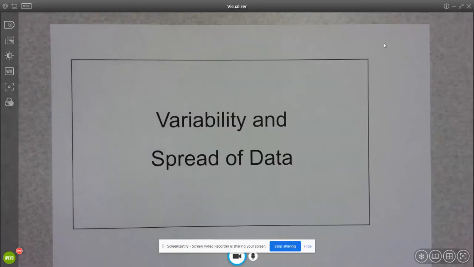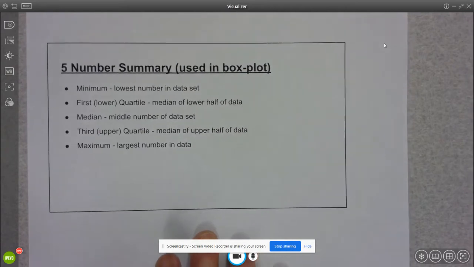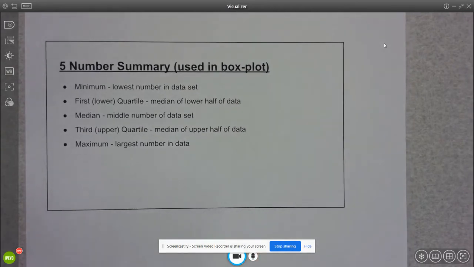This video lesson is going to go over variability and spread of data in our statistics unit. So the first thing we're going to talk about: in our last lesson, we talked about how to create a box plot and the shape of the box plot, but we did not talk about the actual information that is shown in our box plot.